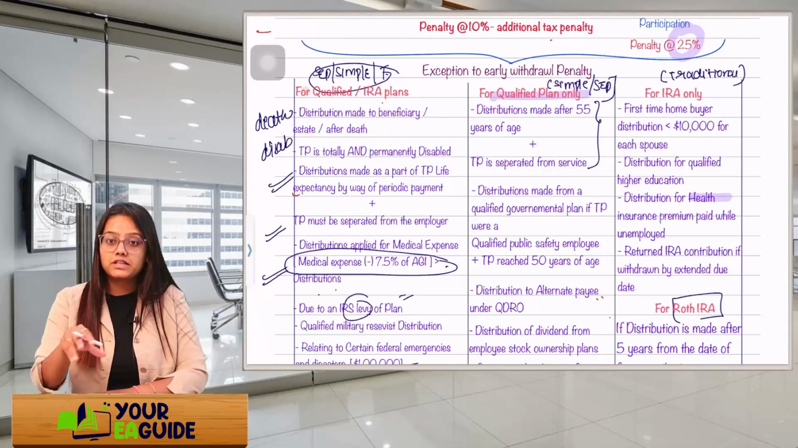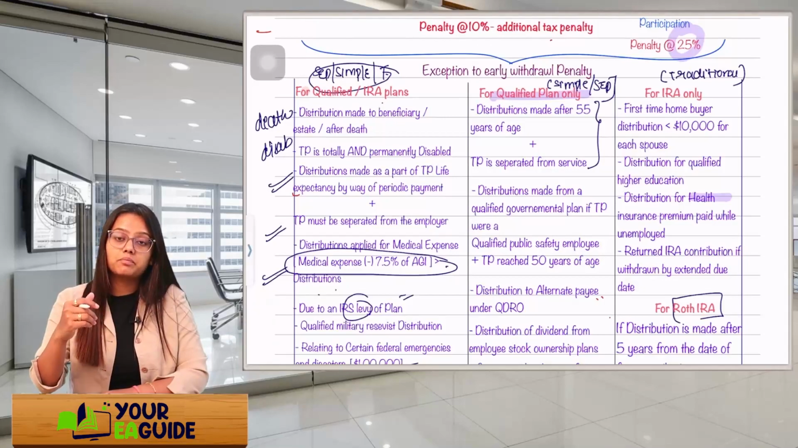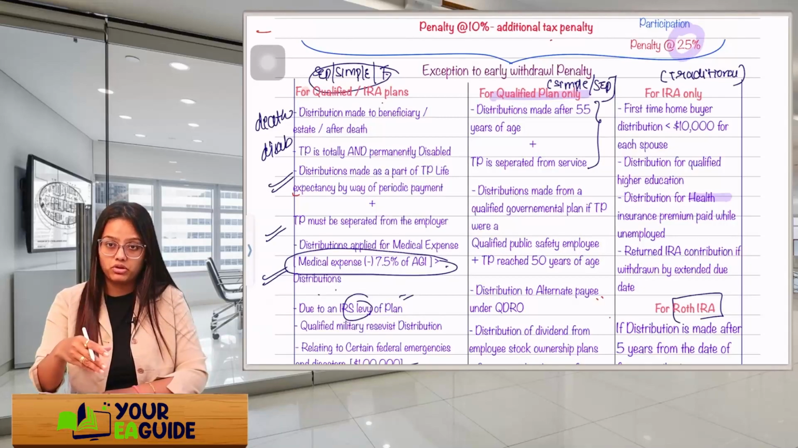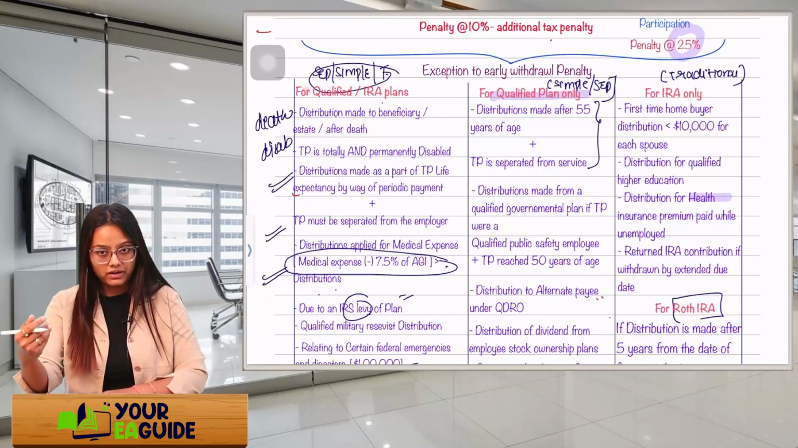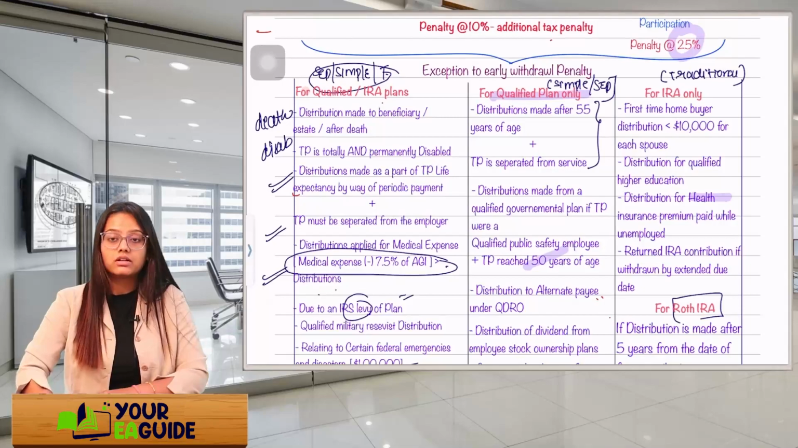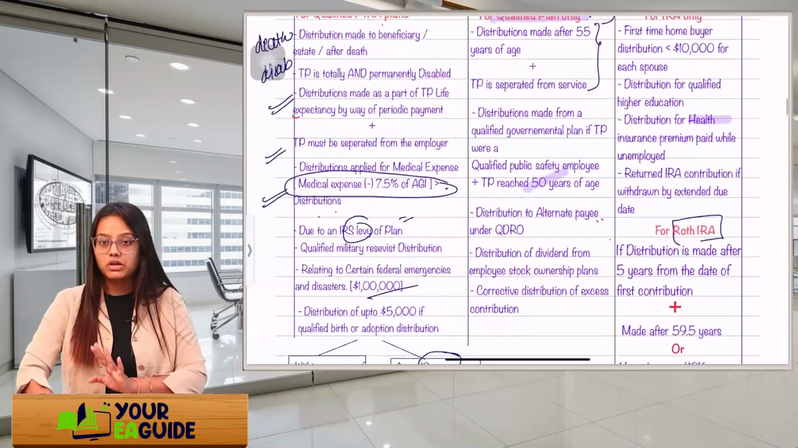So those are public safety employees, and for them there is a government retirement plan, 403B, 403C. So those are the retirement plans which are applicable for government employees. If they want to withdraw something from that account, they should have at least reached the age of 50 years. Then the penalty of 10% will not apply.